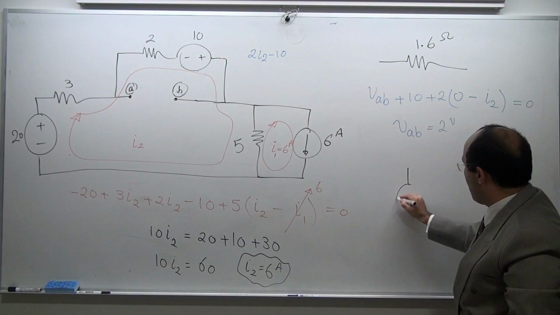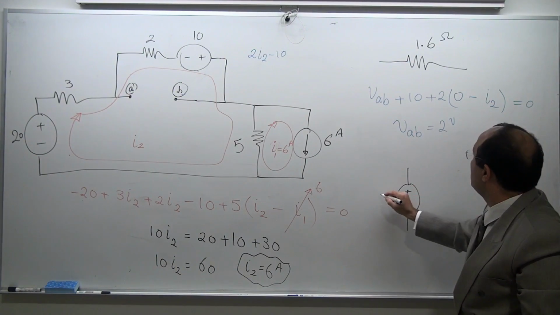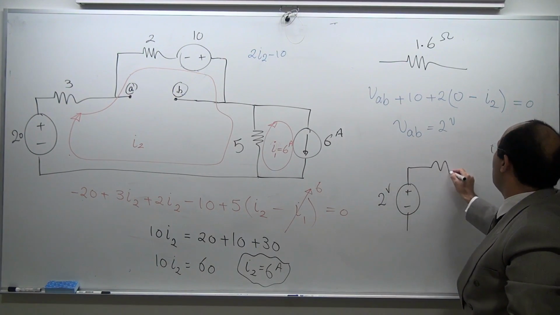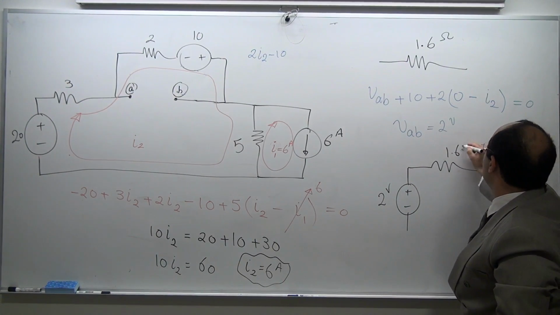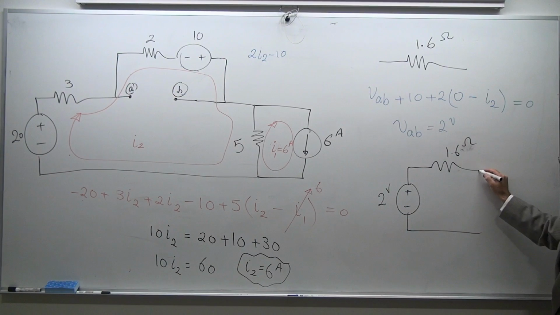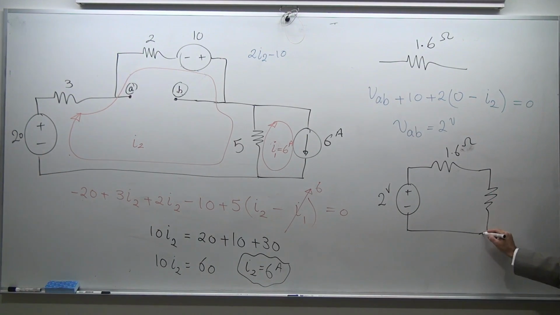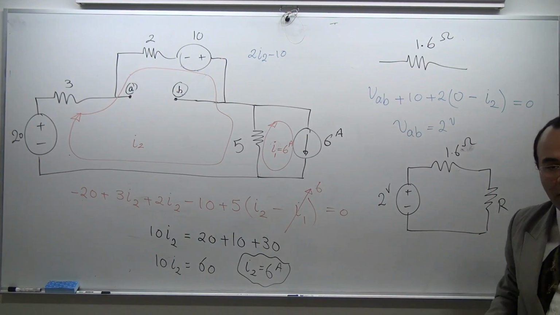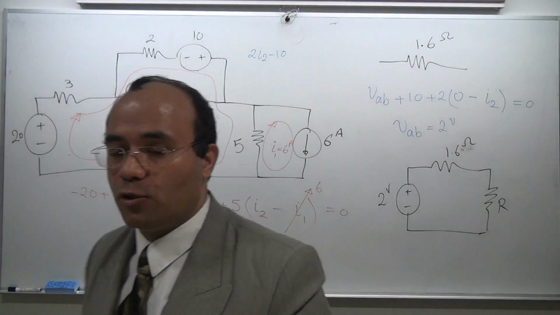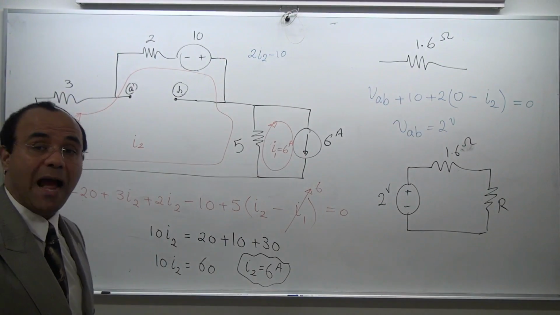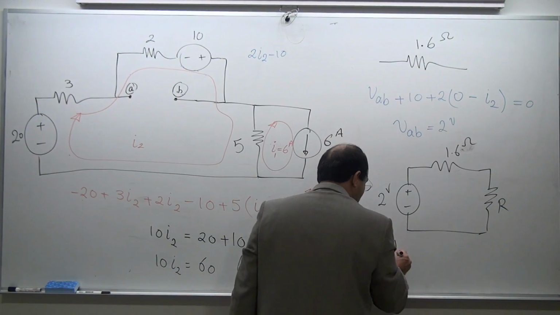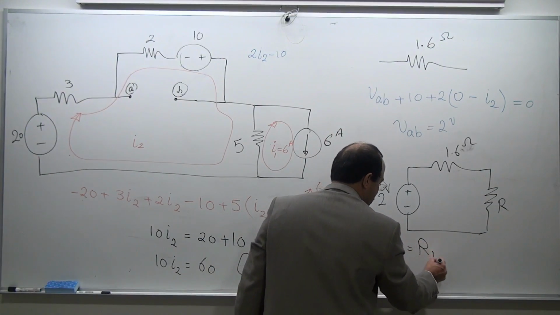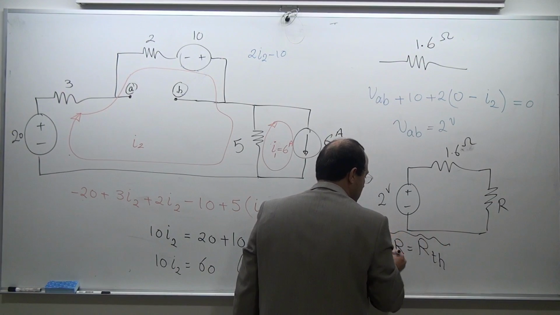You found a V Thevenin, 2 volts. You found an R Thevenin, 1.6 ohm, and then you are ready to bring in your load. We have shown and proven to you in the class and on the YouTube that in order to achieve maximum power transfer, and you saw it in the lab, the maximum power transfer happens when R is equal to R Thevenin.